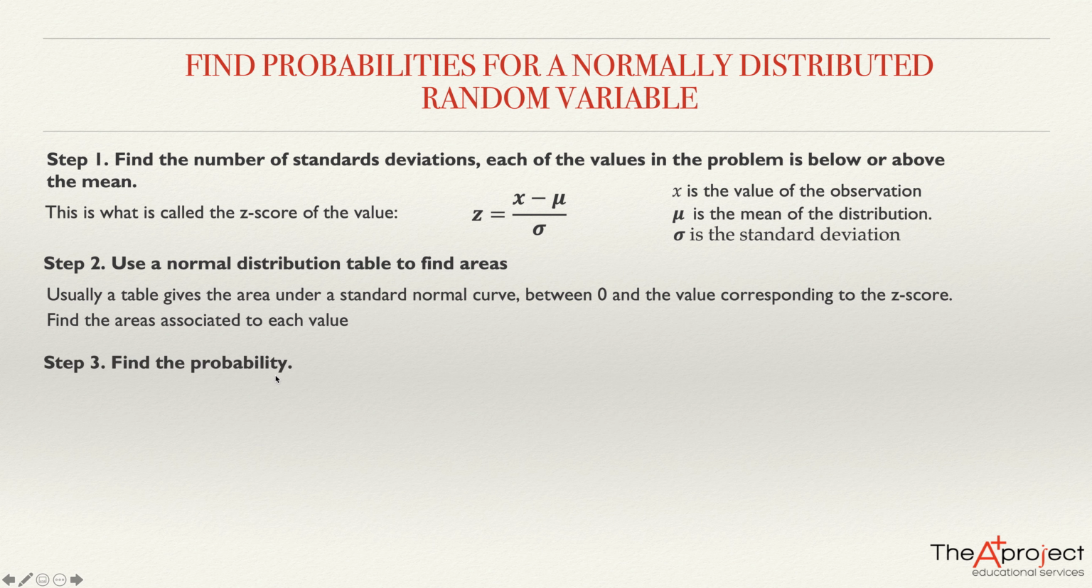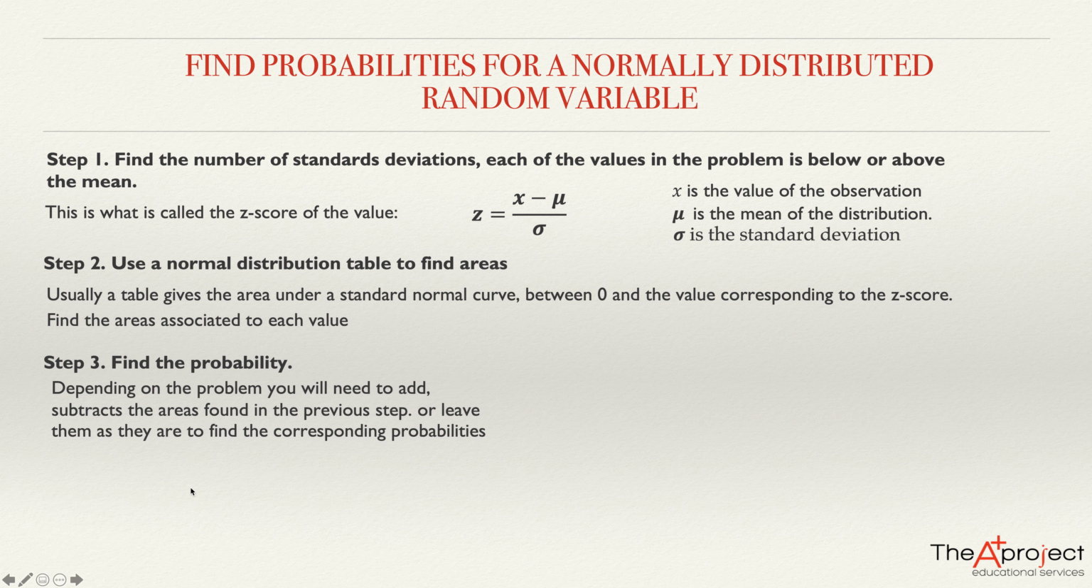You are going to find the probability depending on the problem. So you have the areas, but maybe you need to add the areas, or sometimes you need to subtract the area or leave the areas as they are. It depends on the problem, and I'm going to show you why. It's a good idea to make a sketch of the normal curve and try to see which areas the question is asking for. Then you are going to know if you need to add or subtract.